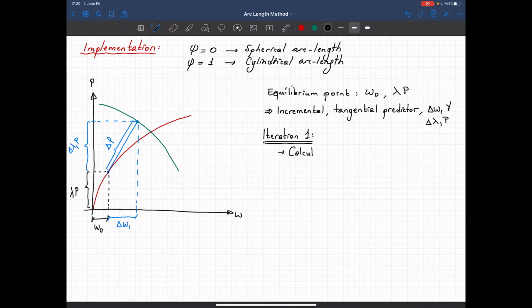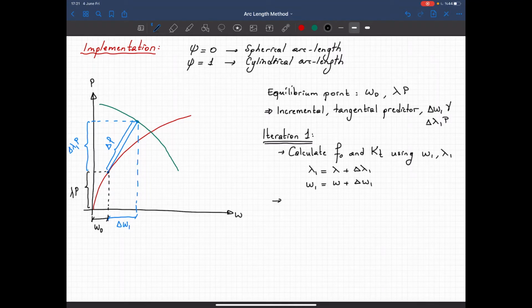Calculate the residual force and the tangent stiffness matrix using lambda 1 and W1, where lambda 1 is equal to lambda plus delta lambda 1, and W1 is equal to W plus delta W1. So we calculate the residual force and the tangent stiffness matrix.